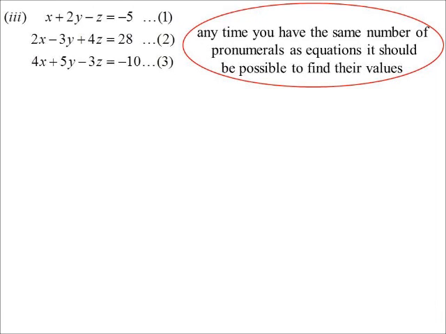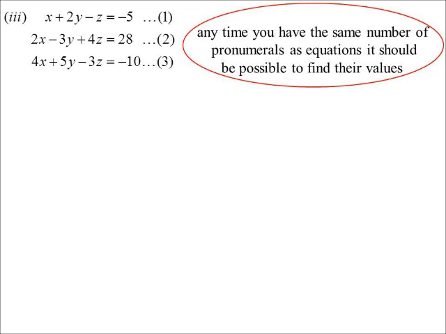Now, of course, most of the time we just do boring ones, where it's just 2 equations, 2 pronumerals. But any time you've got the same number of equations as you do pronumerals, assuming they are distinct equations and one's not just a trivial multiple of the other, it should be possible to solve. So I've got 3. We just have to rewrite it. So, that's what I just said. Anytime you have the same number.